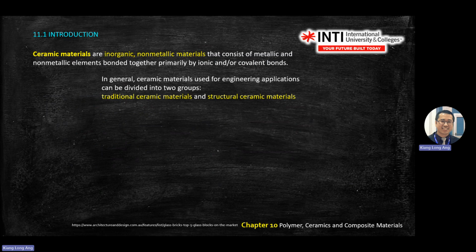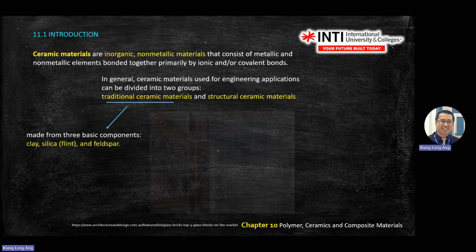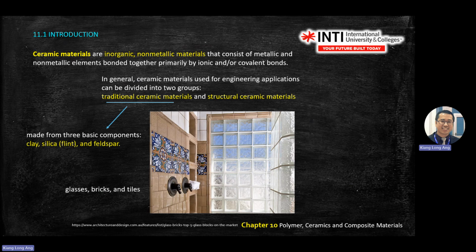Okay, now what is ceramic? Ceramic is inorganic, non-metallic material. So they consist of metal and non-metals, and they have ionic and covalent bonds. They are used for traditional ceramic material, like what you see on the screen here: clay, bricks, tile. These are the traditional ceramic materials.